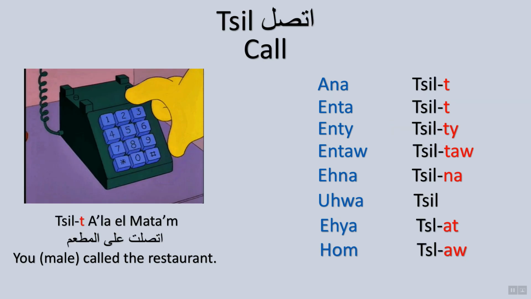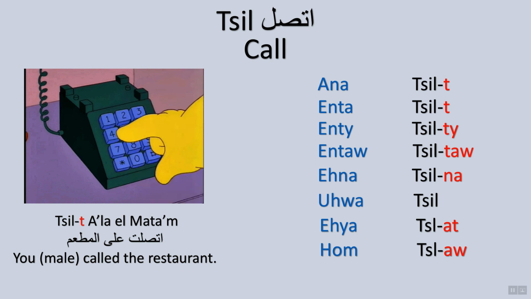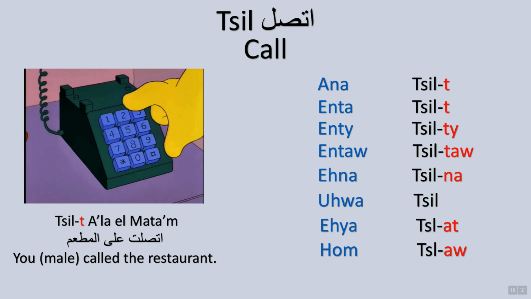Okay, for calling, we say اتصل. أنا اتصلت. أنت اتصلت. أنتي اتصلتي. أنتوا اتصلتوا. إحنا اتصلنا. هو اتصل. هي اتصلت. هم اتصلوا. And we have an example here. اتصلت على المطعم. And by the way, if you wanted to put it in the form of a question, you would say اتصلت على المطعم? That's it, simple. So bear in mind that اتصلت could be I, or it could be you as a male. It's the same thing.